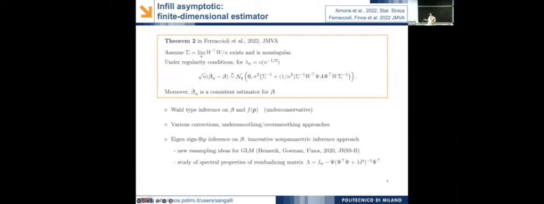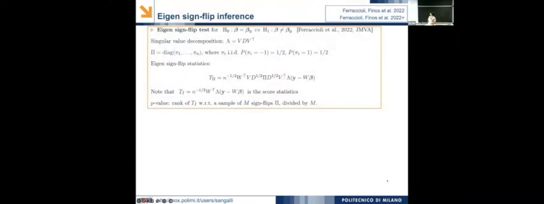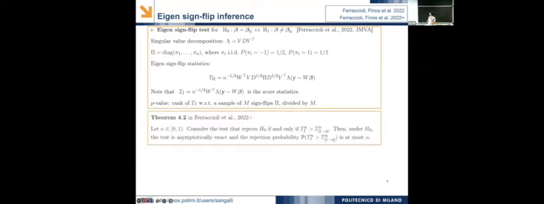And this led to the definition of eigensign-flip statistics. I will not enter into the detail, but based on this statistic, we can define an asymptotically exact test on beta. And in fact, not only is the test asymptotically exact, but it also proves to have a very good control of type 1 error in small sample scenarios, differently from all other alternatives based on more classical approaches.